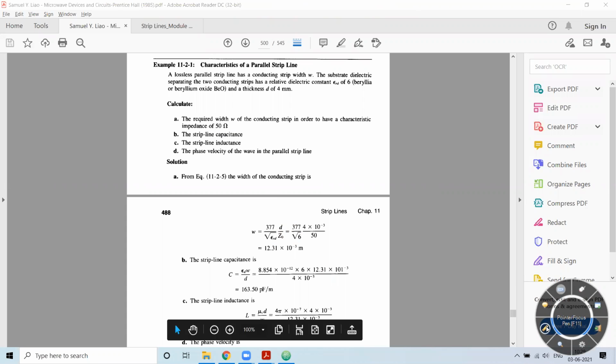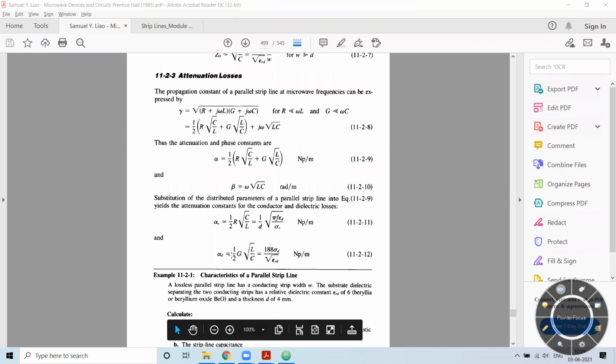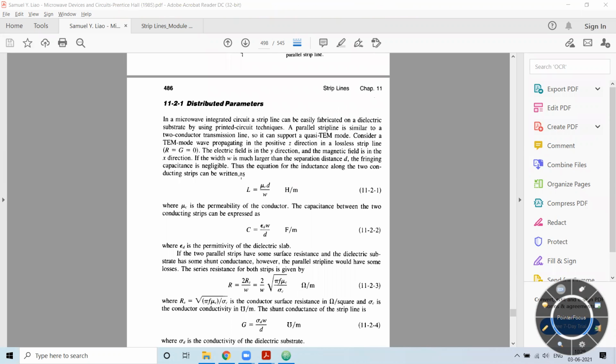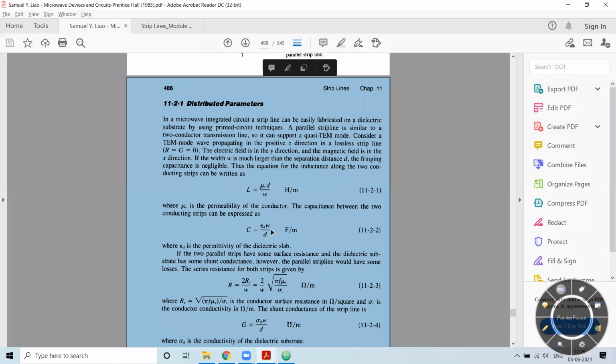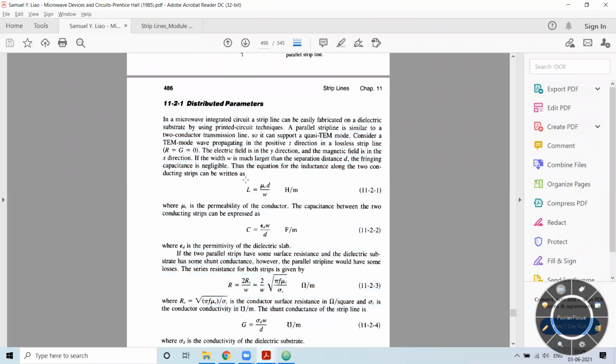So next I have to identify the strip line capacitance. C is given by the starting equation we had discussed, here we can observe we use epsilon D into W by D, and for inductance we make use of mu into D divided by W.